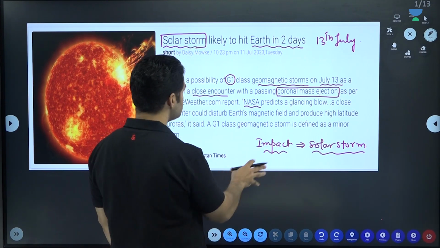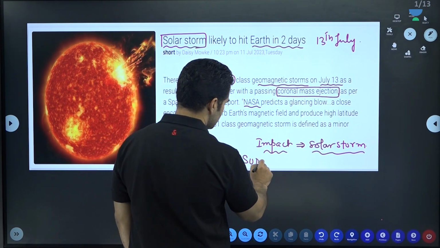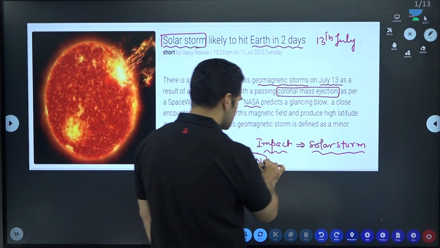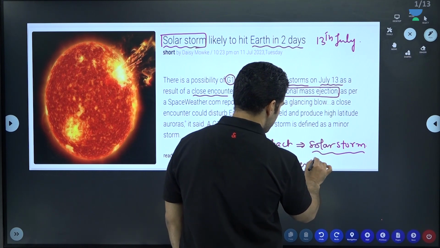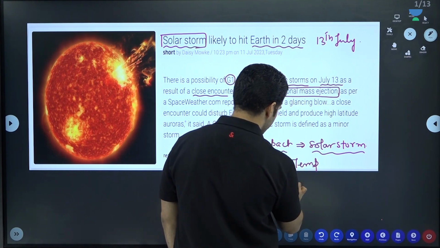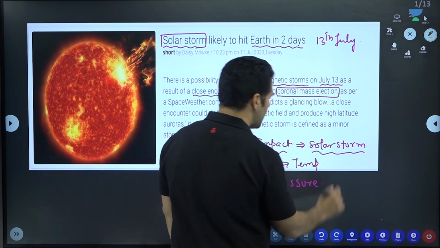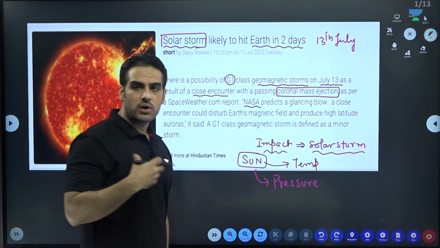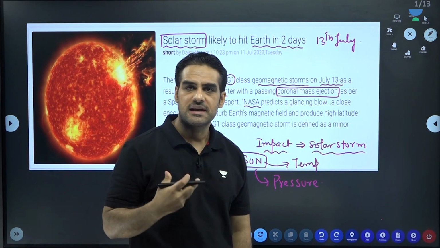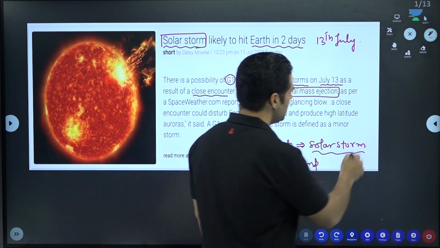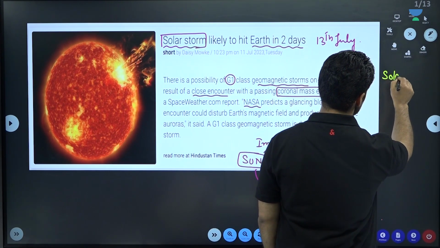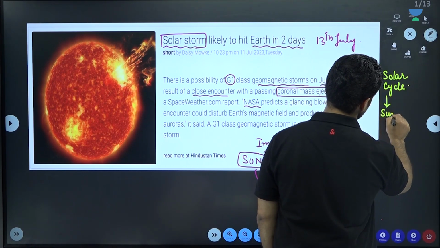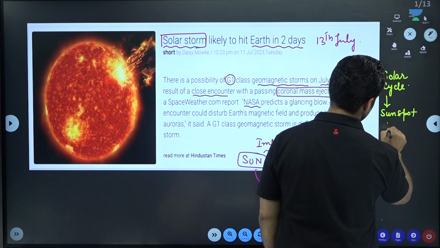Then we need to first understand the characteristic features of the sun. It means we should know about the temperature and the pressure, and there are some terminologies which we should first know. We need to understand the basic terminologies and the processes which are happening. Like, we need to know what the solar cycle is first, and what sunspot activity is.